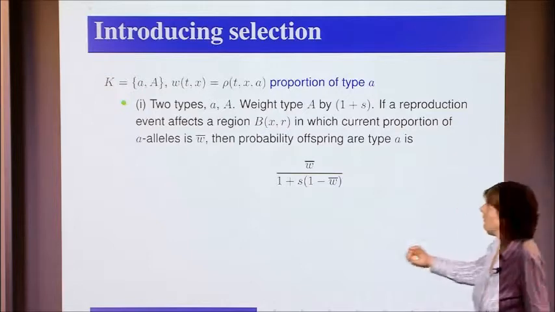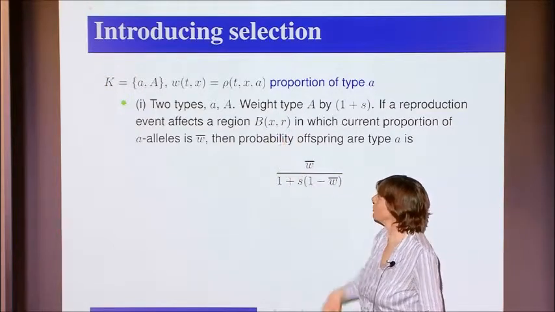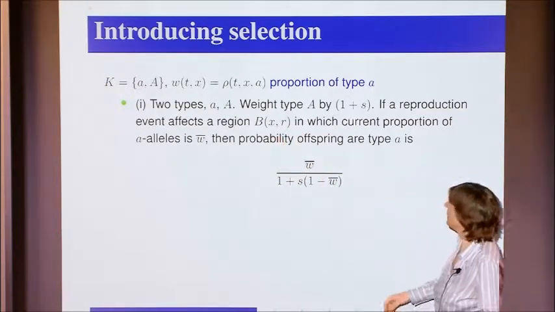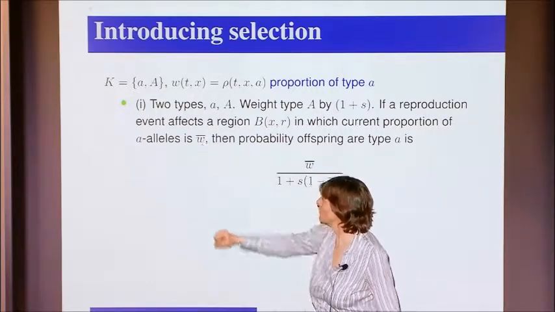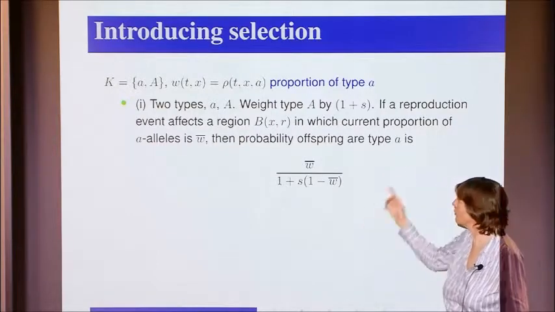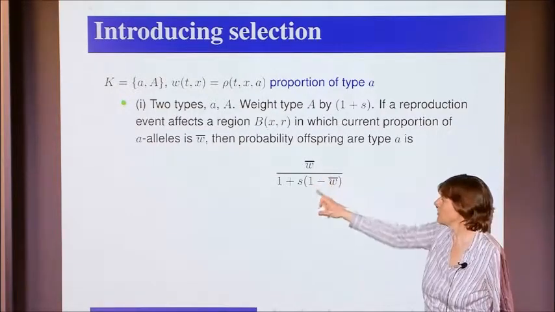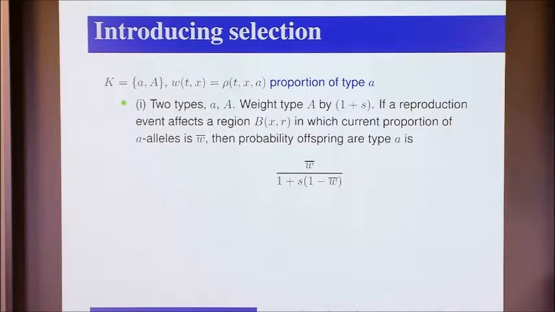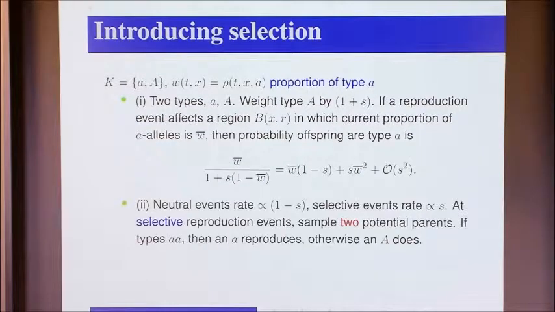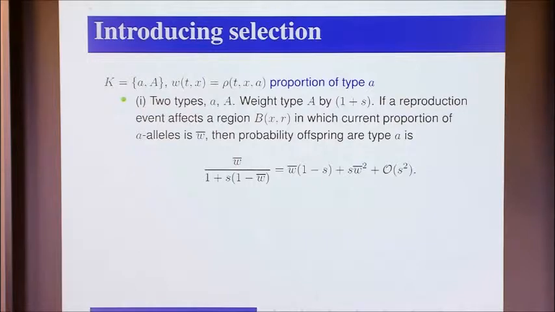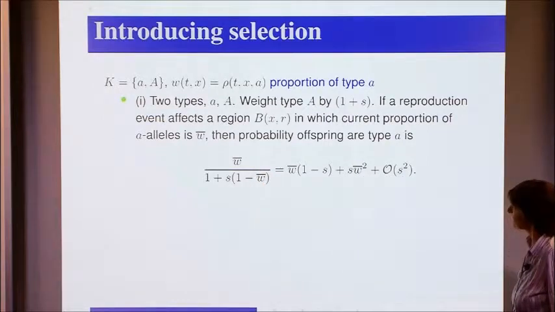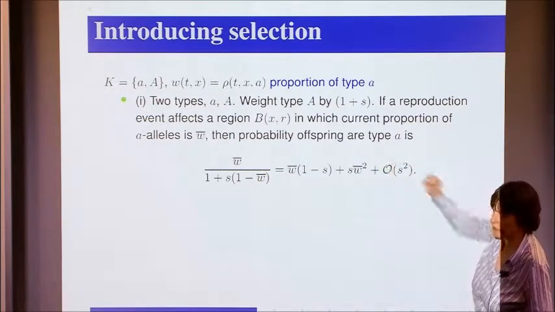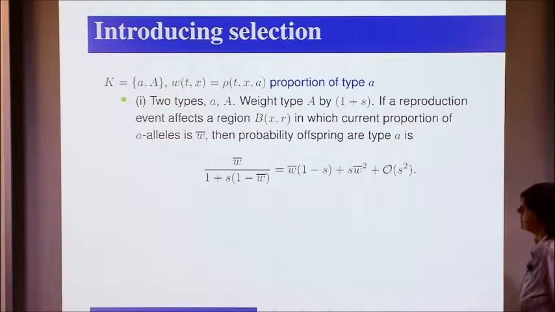So if a reproduction event affects a ball centered on x and of radius R, and at the time when the reproduction event hits, the proportion of little a alleles in that ball is W bar, then the probability of the offspring being of type little a is just given by this ratio. Now, S is meant to be small, so I might as well expand this as a geometric series, and I'm going to throw away terms of order S squared. And then this is kind of nice.